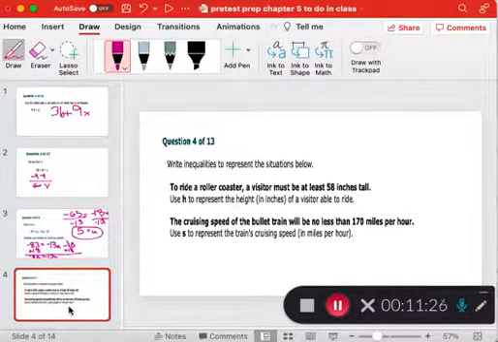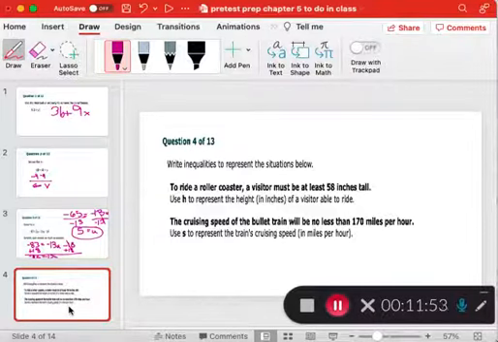Okay, so number 4, what are we going to do with this one? Write inequalities to express the situations below. This one we have to do the little symbols. You're about to do this on a pretest. So let's read it. To ride a roller coaster, a visitor must be at least 58 inches tall. Use H to represent the height in inches of a visitor able to ride.